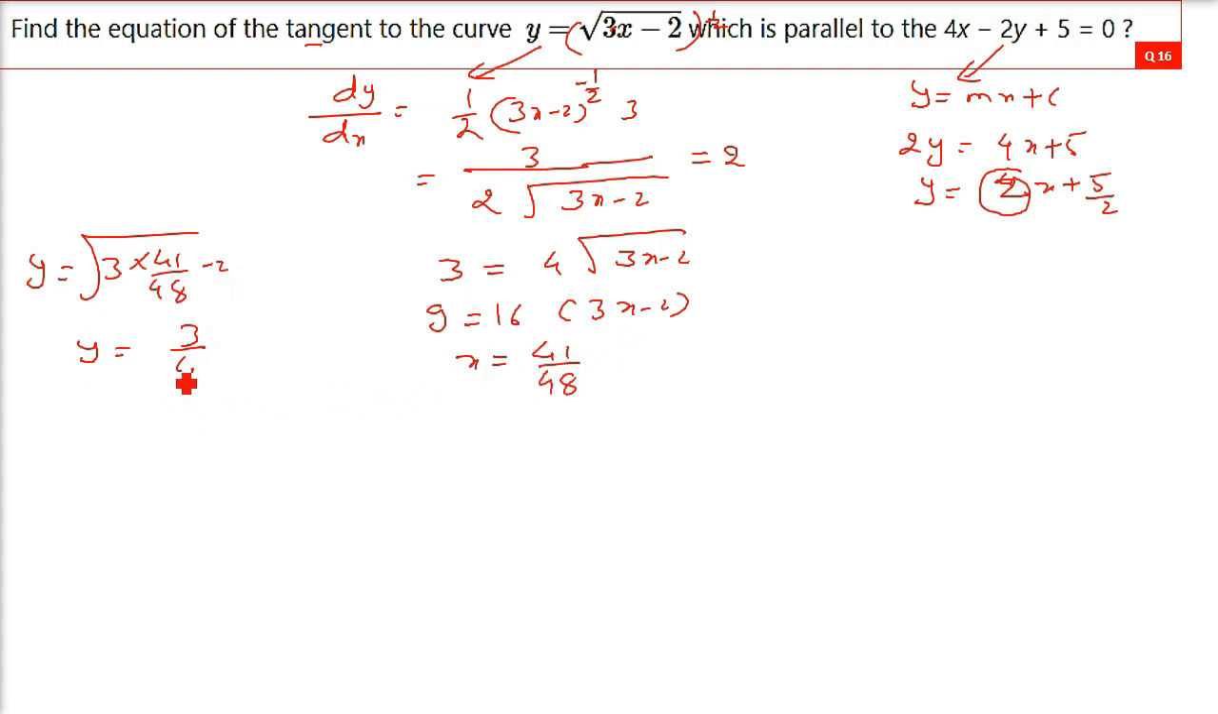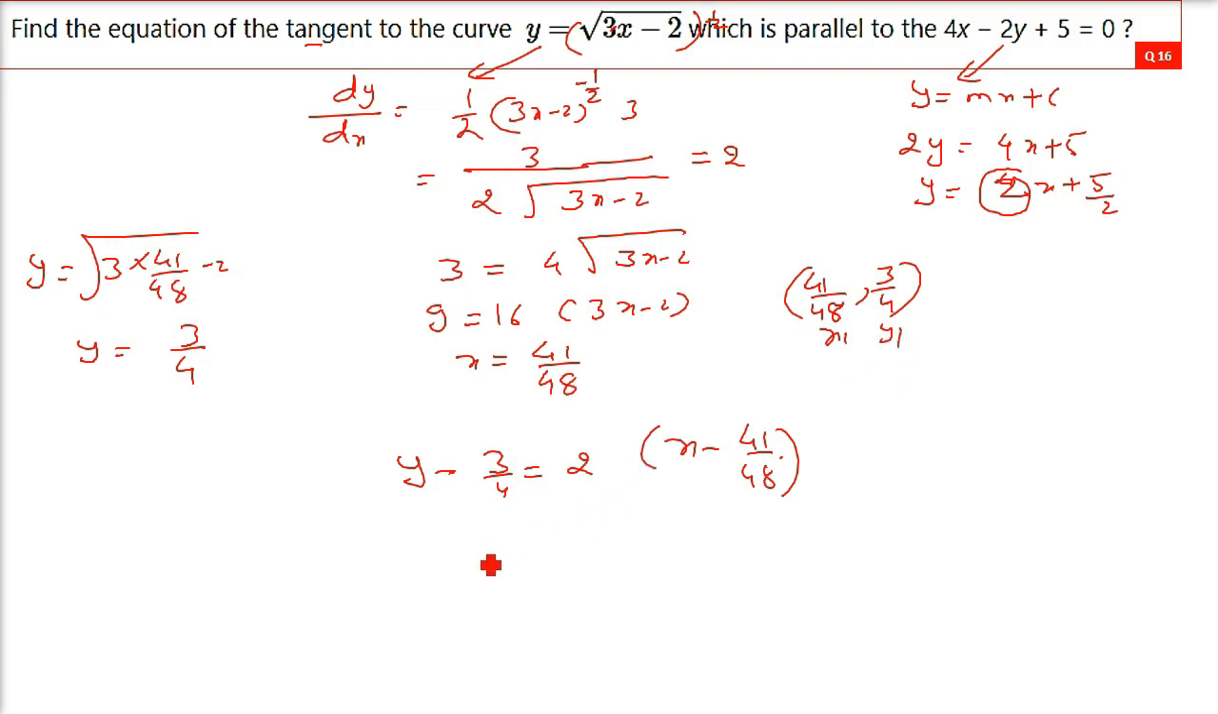We have x and y here. x is 41 by 48 and y is 3 by 4. Now you can formulate the equation y minus y1 is equal to m times (x minus x1). So y minus 3 by 4 is equal to m, that is 2, times (x minus 41 by 48). Again, this is now simple algebra. You can just rearrange this equation, and let me write the final equation here. It will be 48x minus 24y minus 23 is equal to 0. This is the final equation.